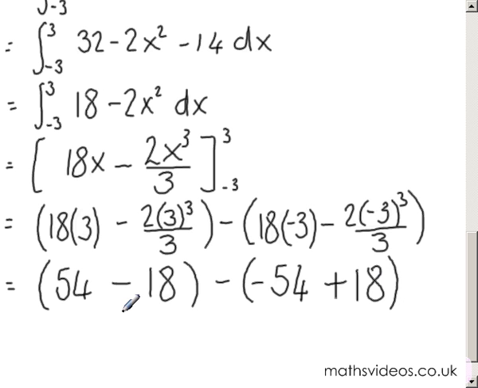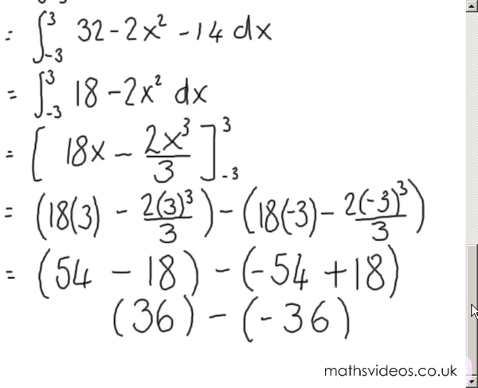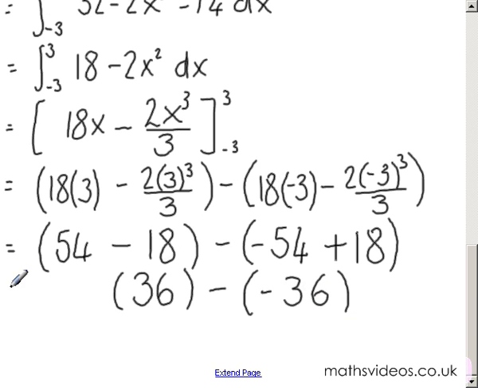So 54 take away 18 in the first bracket is 36. Take away the second bracket and it's negative 54, add 18, which is negative 36. So we have 36 take away negative 36, and if we do that, then we get our answer, which is 36 plus 36, which is 72 square units.